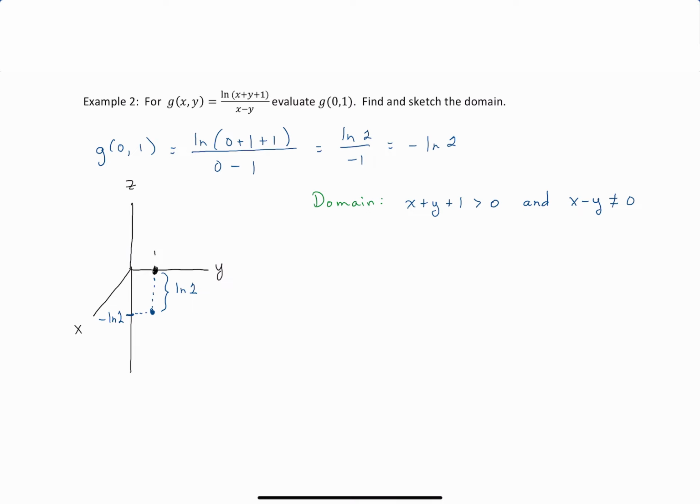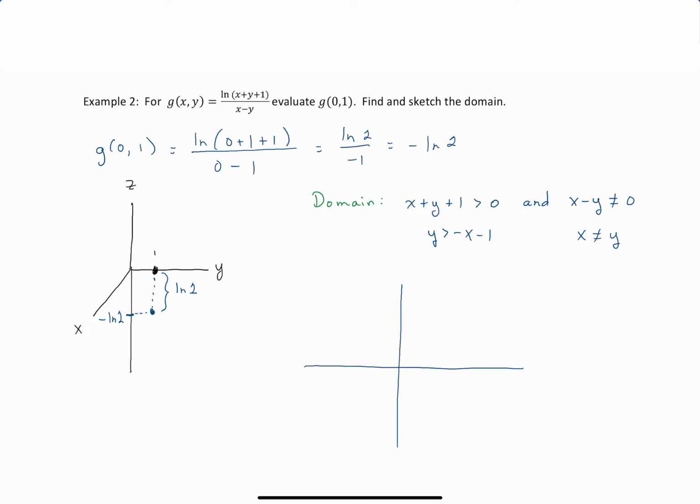Well, first of all, since we're sketching in the xy plane, let's solve both of these statements for y, because that's how we're used to thinking of things in the xy plane. So if I subtract x and subtract 1 from both sides of the inequality, I have that y has to be greater than negative x minus 1. And then for the second statement, x minus y can't be equal to 0. That's equivalent to saying that x can't be equal to y. And we're just working in the xy plane here.